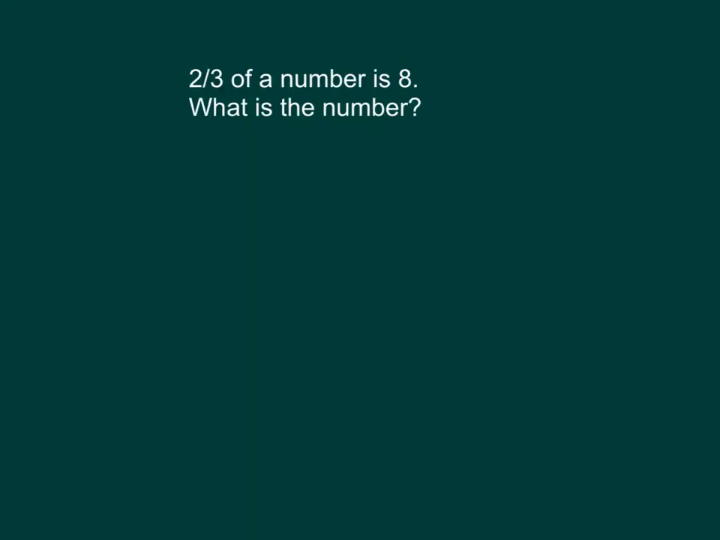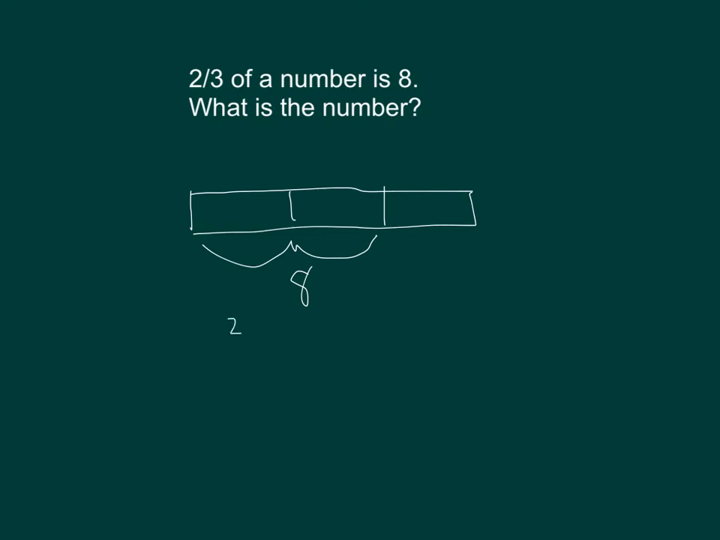Here's another problem. 2/3 of a number is 8. What is the number? We know we're talking about thirds. We don't know the whole in this case, but we do know that 2/3 of that number, 2 of those thirds, is equal to 8. 1 of those thirds then is equal to what? If 2/3 of blank equals 8, we have 1/3 of blank equaling 4.